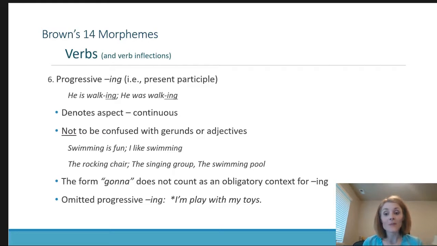So an example of an omitted ing, progressive ing, would be if a child said something like, I'm play with my toys, right? So this would be an obligatory context for the progressive ing, and they omitted it. So what they should have said was, I'm playing with my toys.